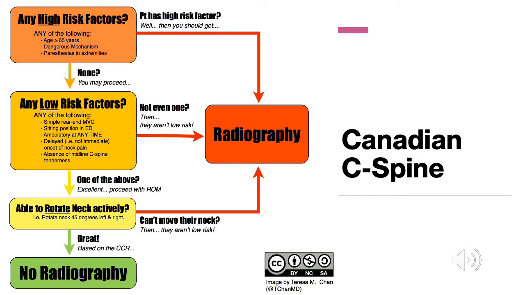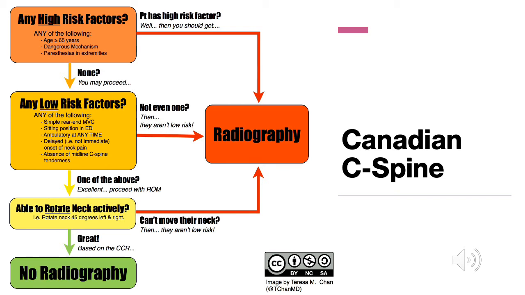Any low-risk factors? If your patients have any of the following: a simple rear-end MVC as their mechanism, if they are sitting in the ED, if they're sitting upright in bed, if they were sitting upright in the waiting room, this is a low risk factor. If they have walked at any time, if they delayed in coming to the ED because they didn't have neck pain immediately, this is a low risk factor. And if they don't have midline C-spine tenderness, this is a low risk factor.